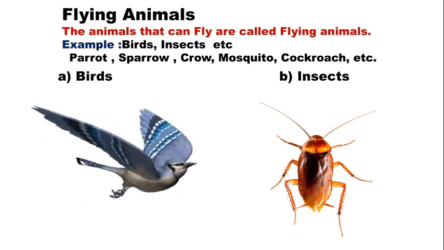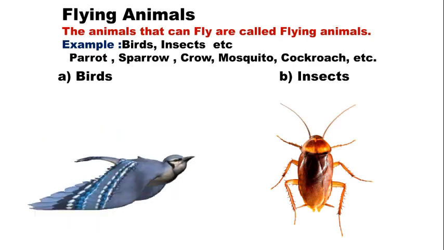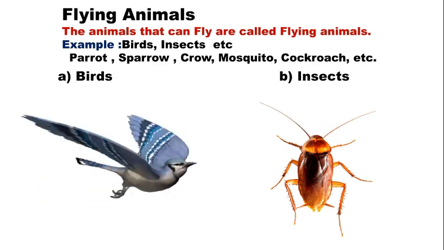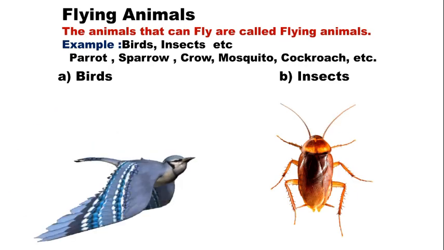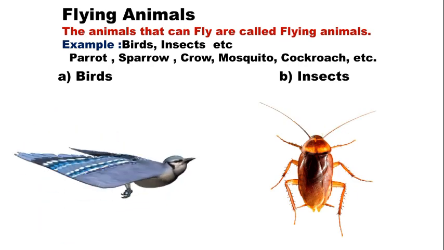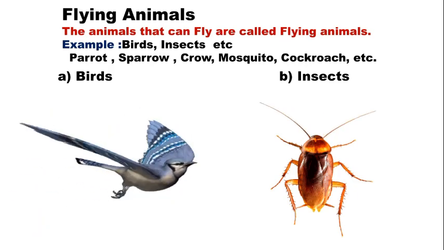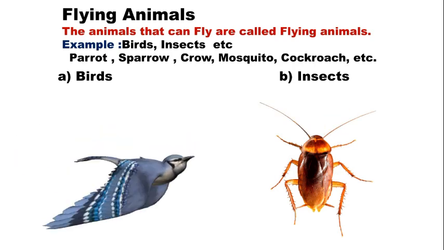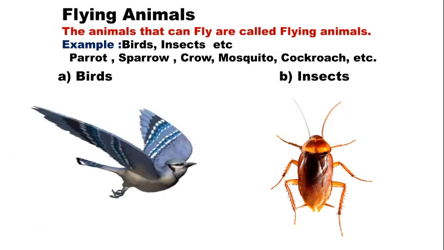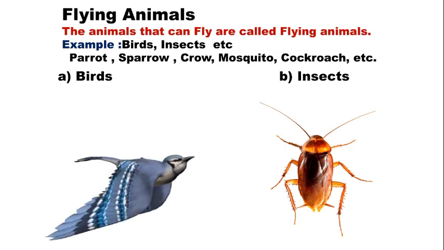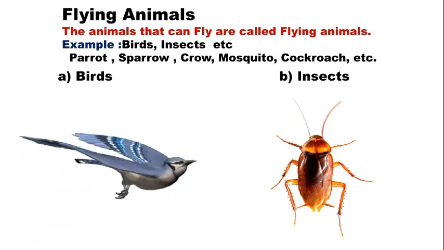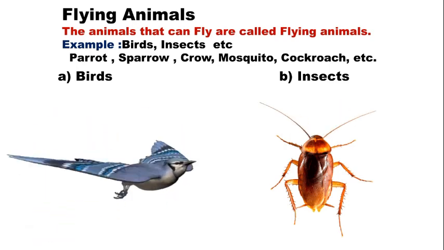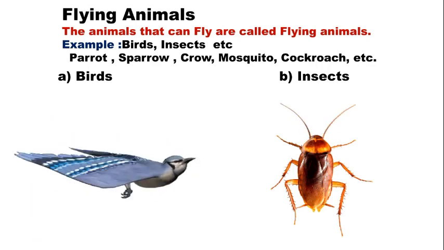Okay, so in insects you can see the cockroach here, it has six legs, isn't it? And these two antennas which are moving, these are called antennas, isn't it? So even a cockroach can fly. Yes, no? So this type of animals are called flying animals.